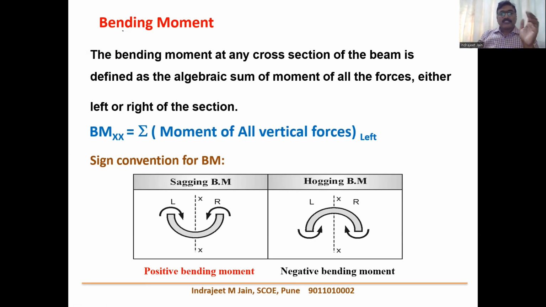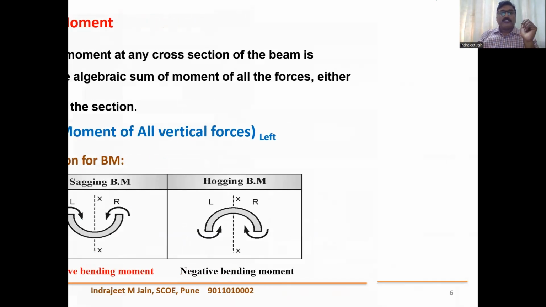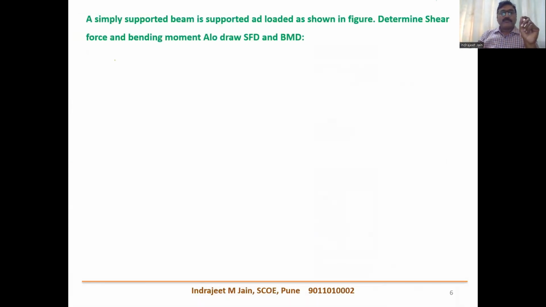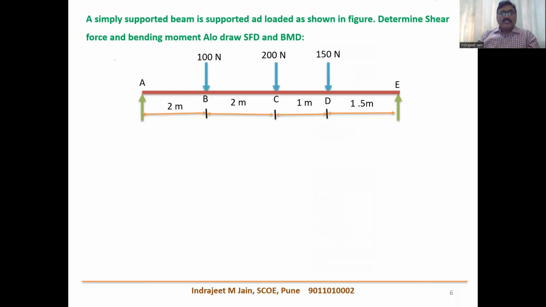Now let us apply this concept for solving a numerical. Let us have the numerical: a simply supported beam is supported and loaded as shown in the figure. Determine the shear force and bending moment. Also draw the shear force and bending moment diagram. So this is a numerical in which we have the beam A, B, C, D, E. AB is 2 meter, BC is 2 meter, CD is 1 meter, and DE is 1.5 meter. The load at point B is 100 kN, at C is 200 kN, at D is 150 kN.